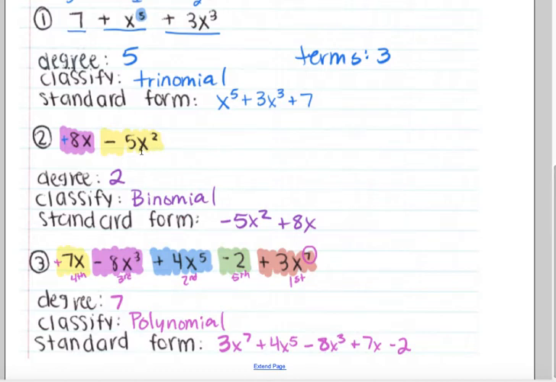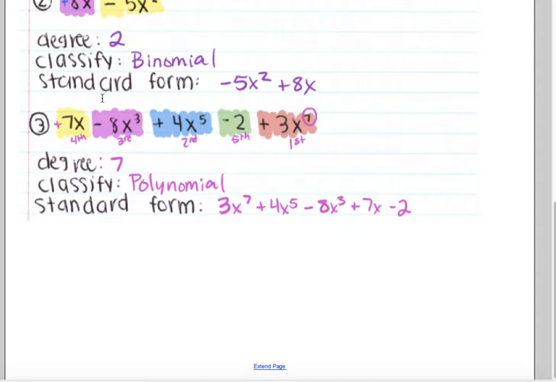Here we have two terms, so it is a binomial. The degree is the highest power, and the highest power is this 2 here. So the degree is 2, it is a binomial. And the standard form would be to put the negative 5x to the 2nd first, followed by the positive 8x.